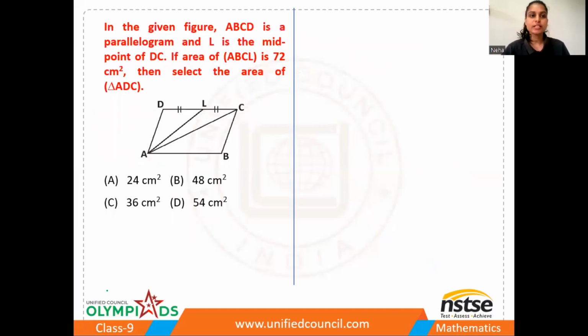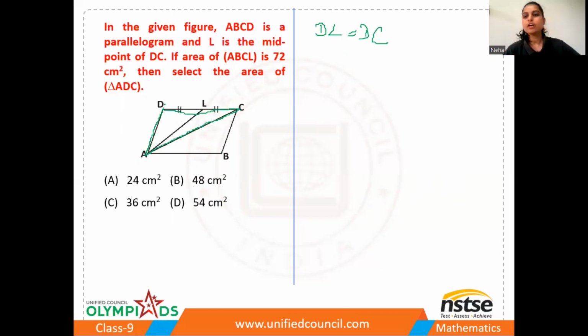The next question is: in the given figure, ABCD is a parallelogram. Alright, ABCD, this is a parallelogram, and L is the midpoint of BC. So L is the midpoint of BC. This means DL is equal to BC, right? Now, if the area of ABCL, that means this one, right? It is 72 centimeters square. Then select the area of triangle ADC. Triangle ADC, that means this triangle. We have to find out the area of this triangle, right?